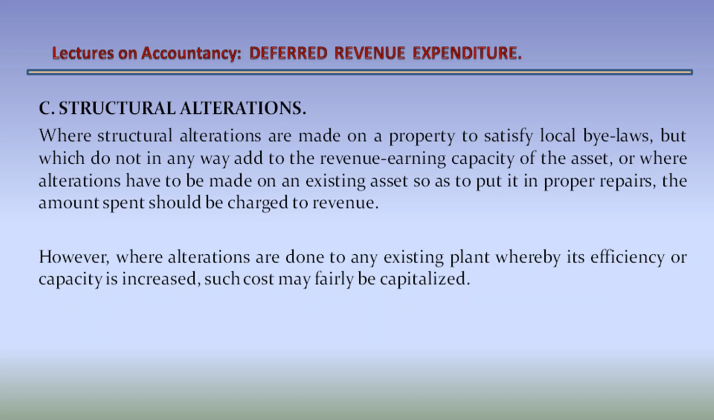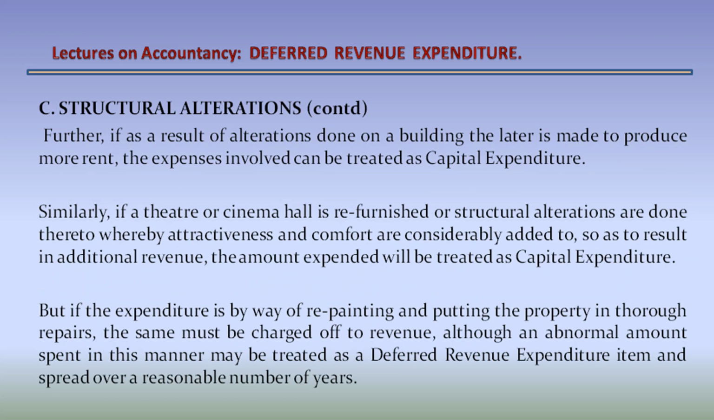Structural alterations. Where structural alterations are made on property to satisfy local bylaws but which do not in any way add to the revenue earning capacity of the asset, or where alterations have to be made on an existing asset so as to put it in proper repairs, the amount spent should be charged to revenue. However, where alterations are done to any existing plant whereby its efficiency or capacity is increased, such cost may fairly be capitalized. Further, if as a result of alterations done on a building, the latter is made to produce more rent, the expenses involved can be treated as capital expenditure.